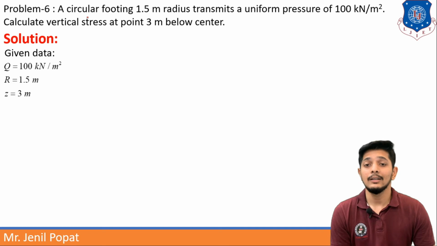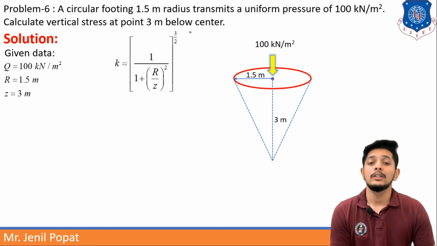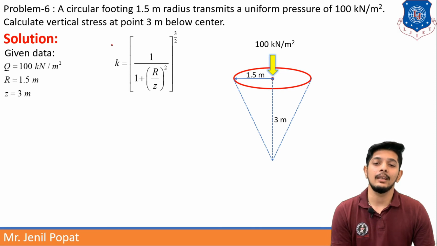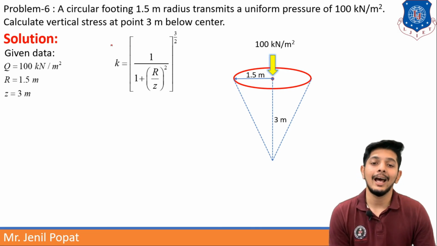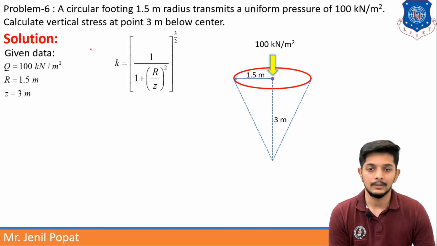So here a circular footing is given. So it is a case like this. Circular footing, it will make a cone like this. So 3 meter is its depth and 1.5 meter is the radius. 100 kilonewton per meter square is given as loading. Now this formula should be remembered for K: 1 upon 1 plus (R by Z) square raised to 3 by 2. In the case of circular footings, you should use this.